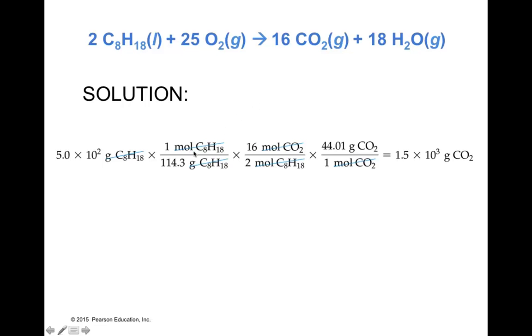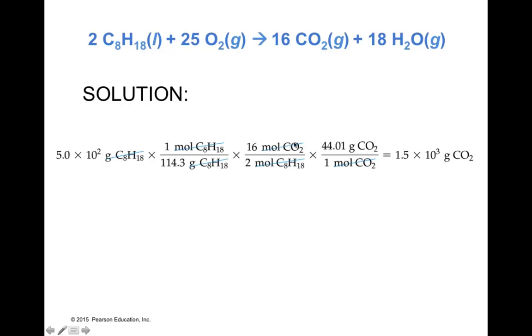Then we need to turn from moles of octane to moles of carbon dioxide by using the conversion factor obtained from the chemical equation 16.2, okay? And now we can cancel the moles of octane, this one and this one. We will have the result in units of moles of carbon dioxide.